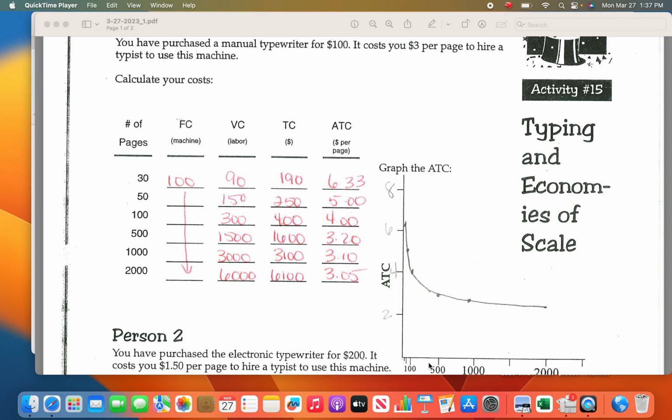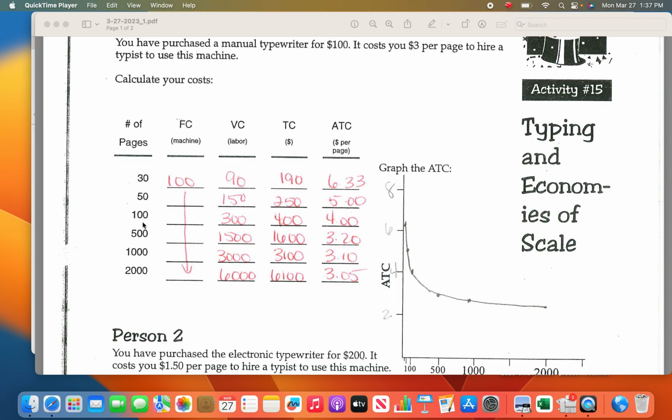Out, we're going to look at economies of scale. And so for this first one, we need to figure out which machine makes sense to use depending on how many pages we're going to type. So for this one, we have a typewriter that costs $100.